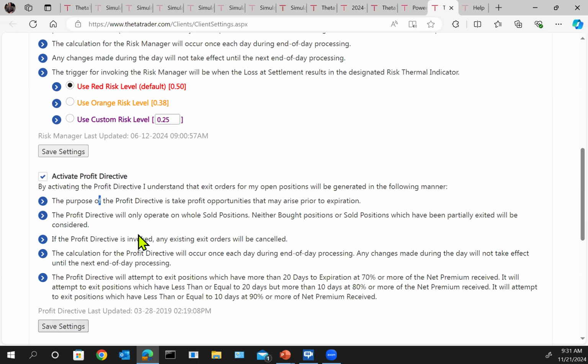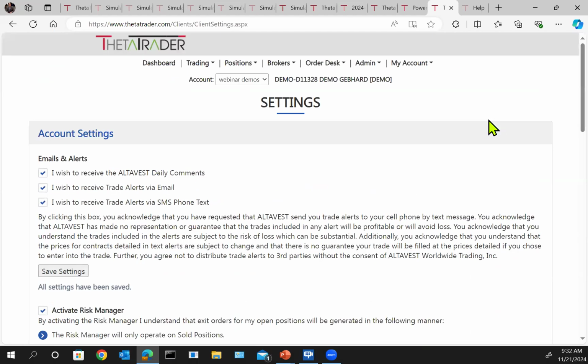So this is an important page for you if you want your risk management and profit management to be automated and have ThetaTrader handle that order placement for you. So it's scanning your account every day and placing those orders for you when necessary.